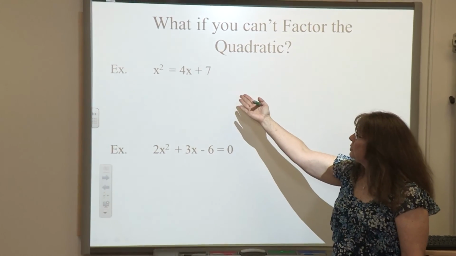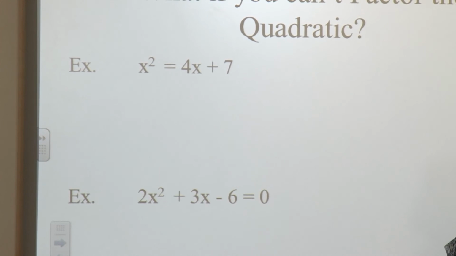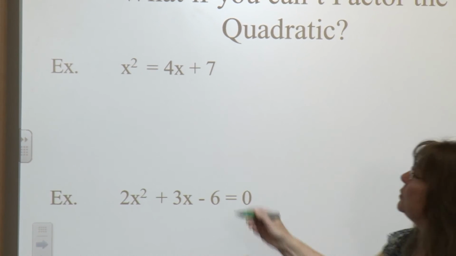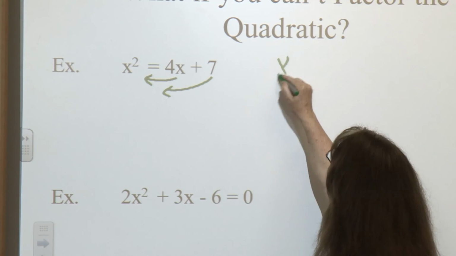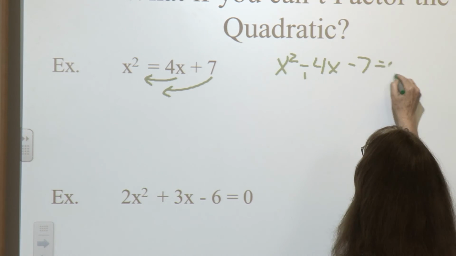So I've got one that's an x squared and one that is a 2x squared. It's got a number in front. I'll start out the same way I normally would. I want to set each of these equal to 0. So I'm going to go ahead and move everything over so that I have x squared minus 4x minus 7 equals 0.